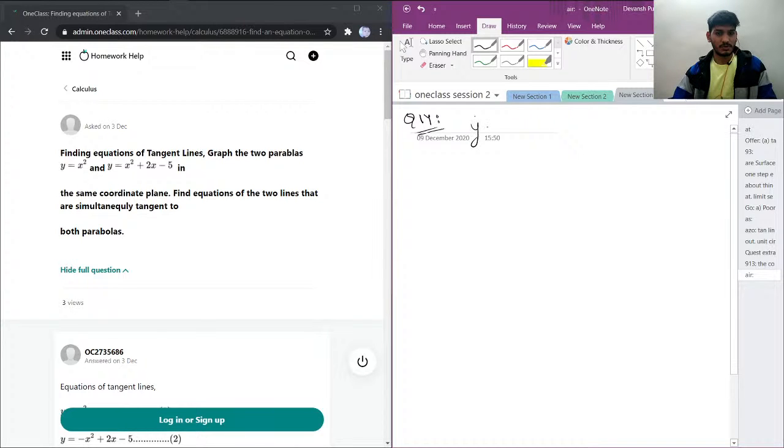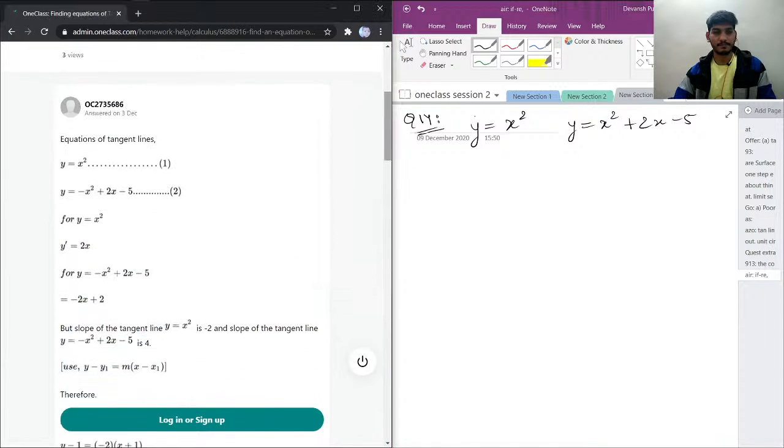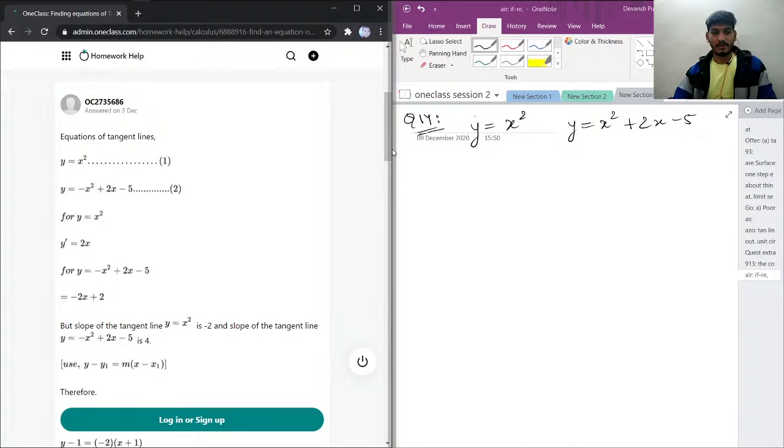So we have one equation, y is equal to x square, and we have one equation, y equal to x square plus 2x minus 5. In the same coordinate plane, find equations of two lines that are simultaneously tangent to both parabolas. Okay, so equation of tangent lines is not, this is not the equation of tangent lines.